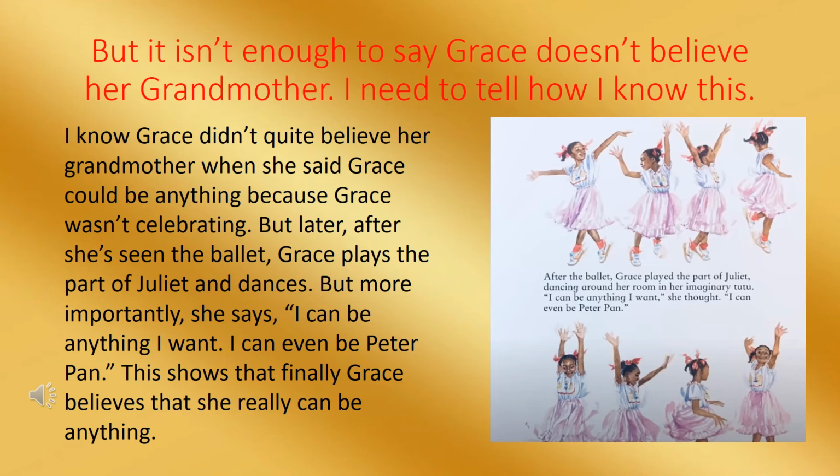But later, after she's seen the ballet, Grace plays the part of Juliet and she dances. But more importantly, she says, "I can be anything I want. I can even be Peter Pan." This shows that Grace finally believes that she really can be anything.